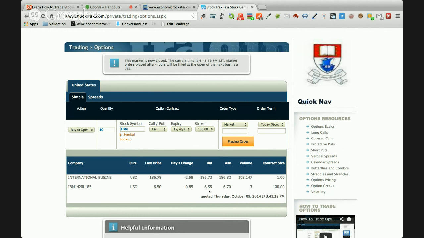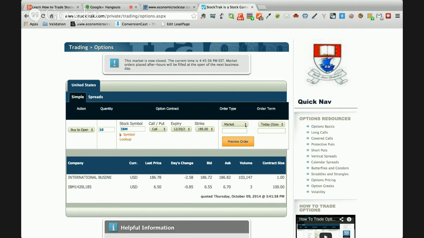So you have a bid and ask, which means if you're a buyer, you're going to be paying a slightly higher price of $6.70. Notice the day's change, however. The stock actually fell $2.58, but the option fell 85 cents. Okay, so it doesn't necessarily have a dollar for dollar move. That'll only occur when you're reaching the expiration date.